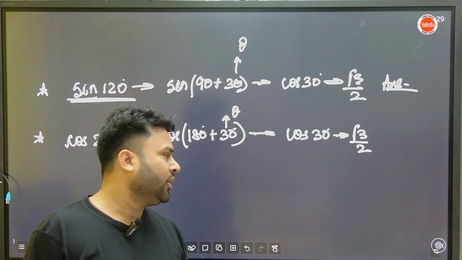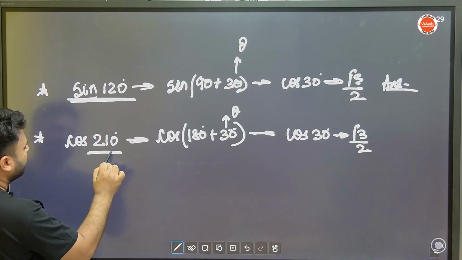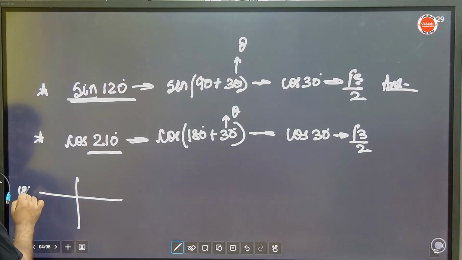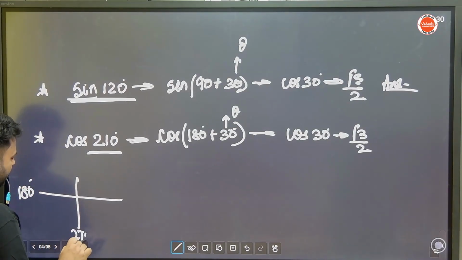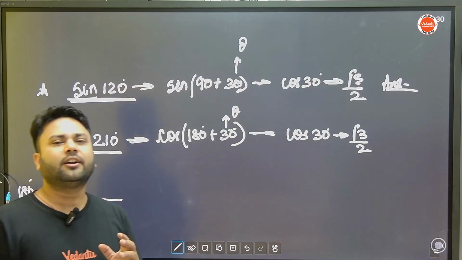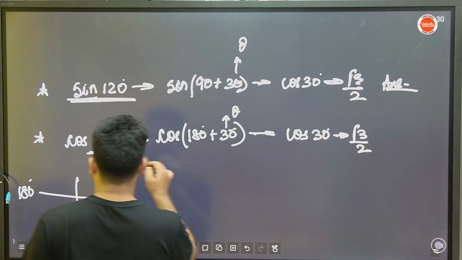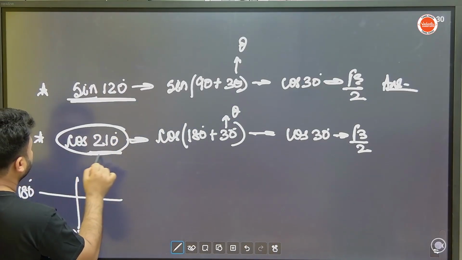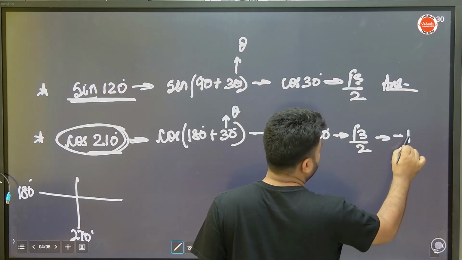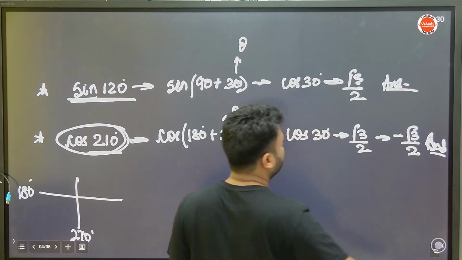Correct? Now here you have to see the sign again. 210 degree. See, this is 180. This is 270. So 210 degree means third quadrant. And in the third quadrant only tan is positive. So this will be negative because we are asking cos of 210 degree. So our final answer you write like minus root 3 by 2. This is our final answer.